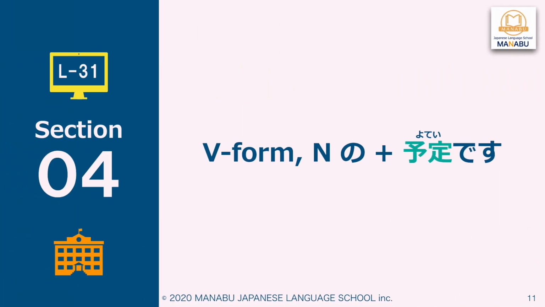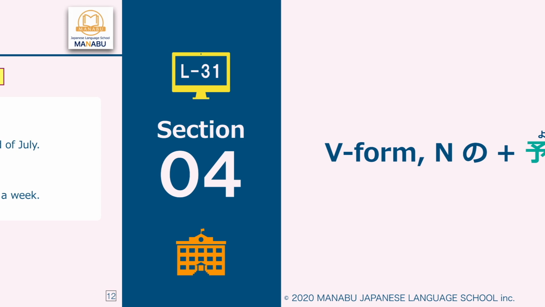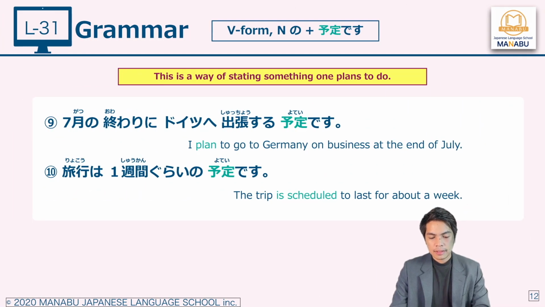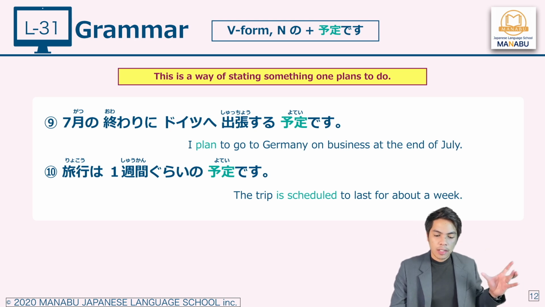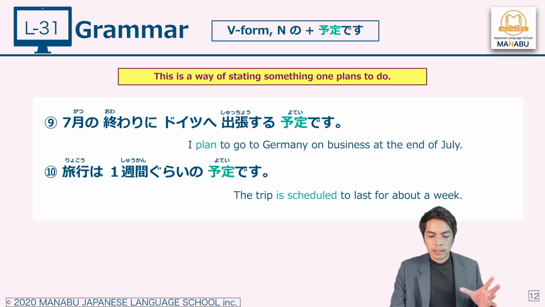Grammar point number 4, the verb dictionary form 予定です or the noun の予定です. The word 予定 literally means schedule. This is a way of stating something one plans to do. So if you have a plan, for example next week you have a plan or a schedule of going to a place, you can use the dictionary form 予定です or the noun の予定です.